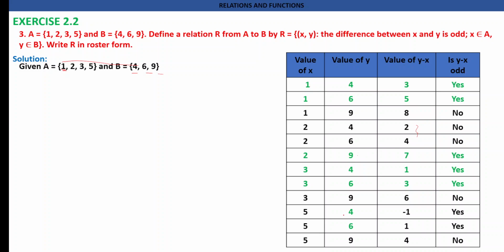Next one, 5, 4. 4 minus 5 is minus 1. Minus 1 is a negative number, so it's a yes. 6 minus 5 is 1. Yes. Is it R? Yes. 9 minus 5 is 4, so this is an even number.